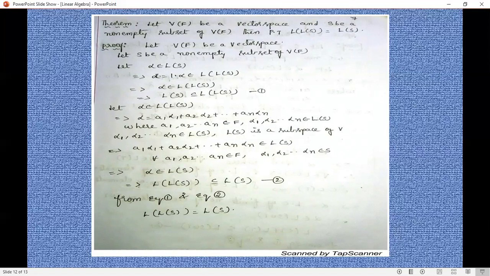Already we proved that L of S is a subspace of V. This implies a1 alpha 1 plus a2 alpha 2 plus so on, an alpha n belongs to L of S, for all a1, a2, so on, an belongs to F, alpha 1, alpha 2, so on, alpha n belongs to S. Implies alpha belongs to L of S.